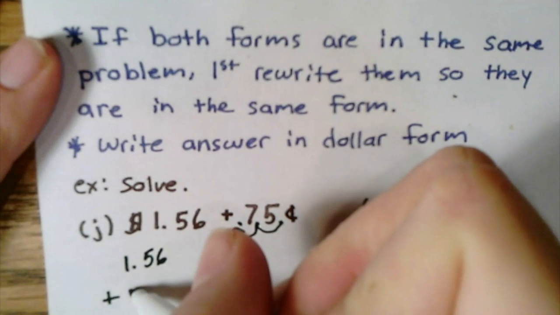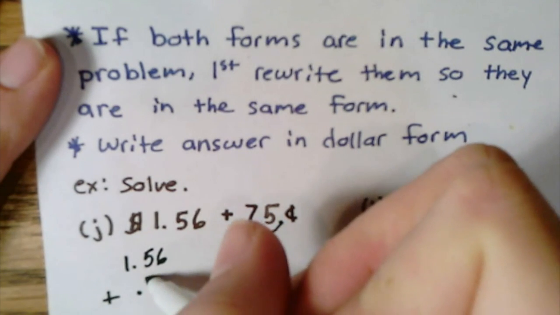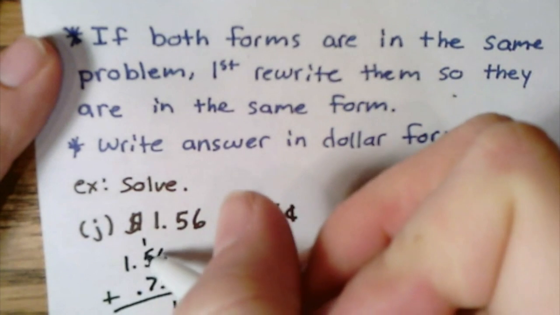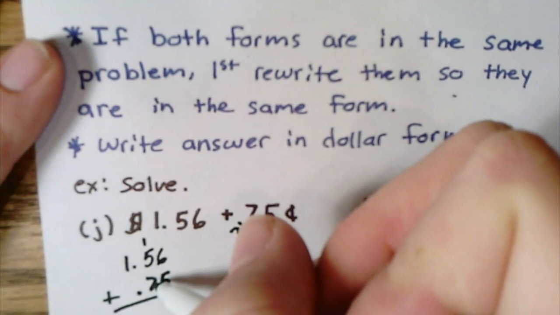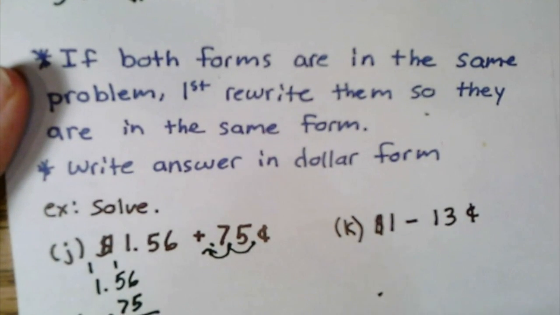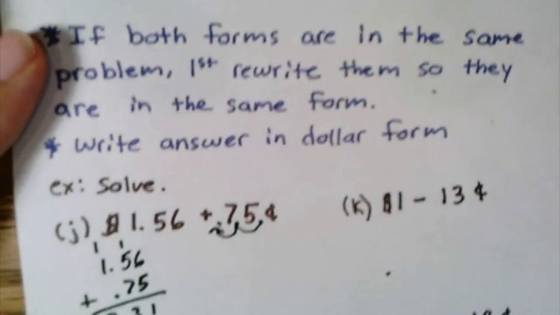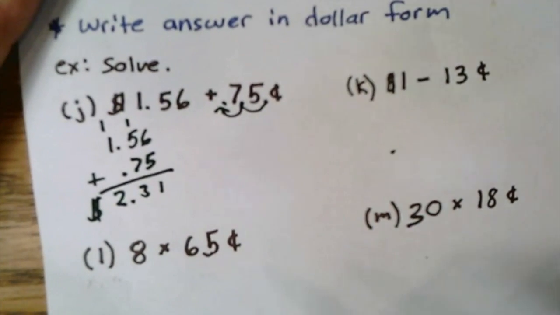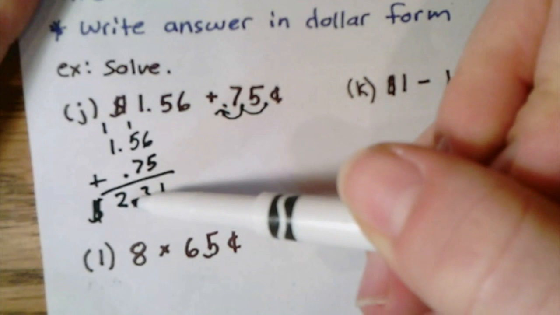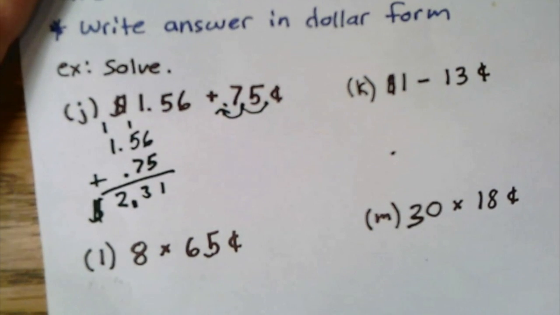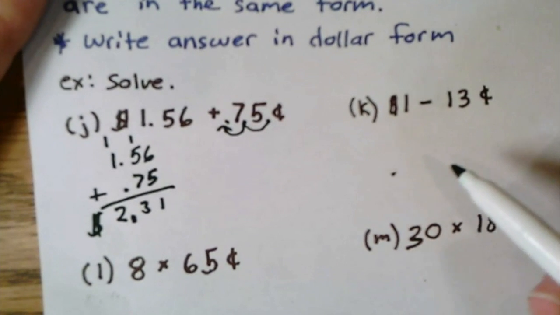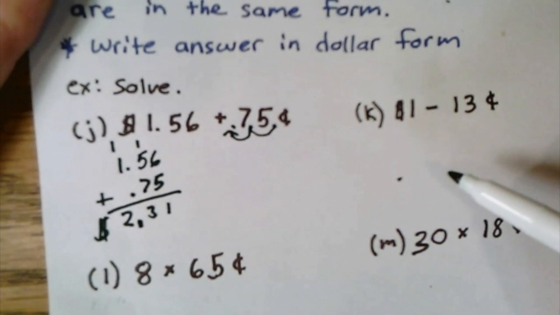Okay, so I've got 0.75, and my answer. Okay, so my answer is $2.31. Now notice what happened with my decimal place. Right, these numbers were lined up and my decimal came right down into my answer in that same spot. All right, try K on your own.